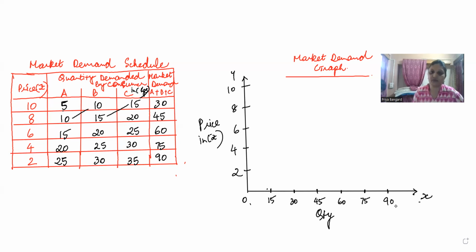So when price is 10, quantity demand is 30. So 10 aur 30 ko yadi join kare, to mujhe ye point mila. When price is 8, quantity demanded is 45. When price is 6, quantity demanded is 60. When price is 4, quantity demanded is 75. And when price is 2, quantity demanded is 90. Yadi main paanchon points ko join karun, so I get a DD downward sloping demand.